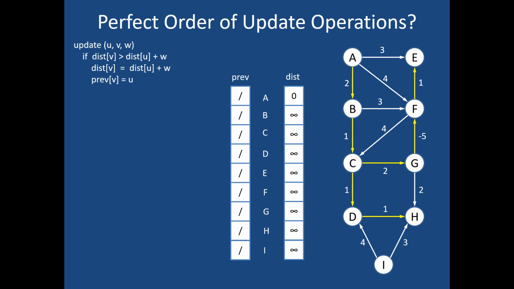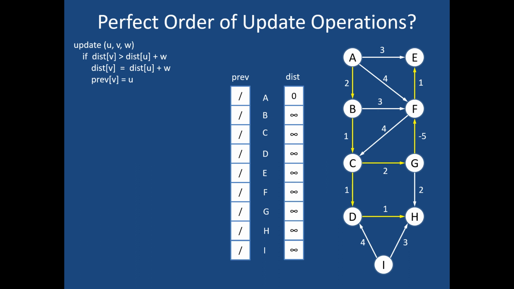Either C to G or C to D would work. Do you see the idea? You sort of do the edges as they fan out from A. I mean, this isn't realistic. We don't know the solution. We're trying to find the solution. But this is saying that if you knew the solution, you could do it with just these 1, 2, 3, 4, 5, 6, 7, in general, at most V minus 1 update operations.